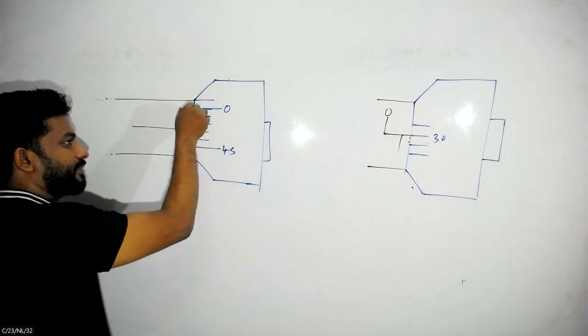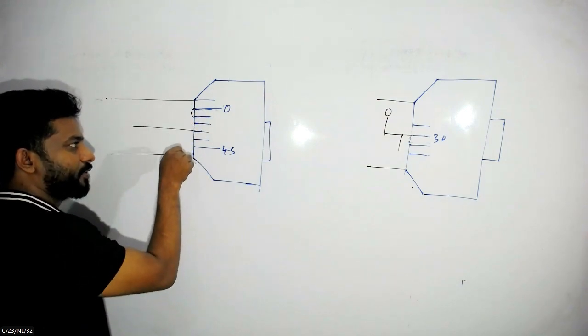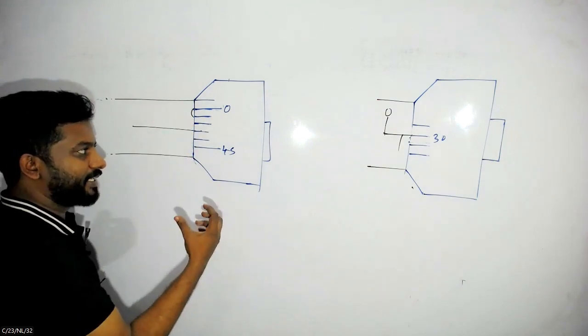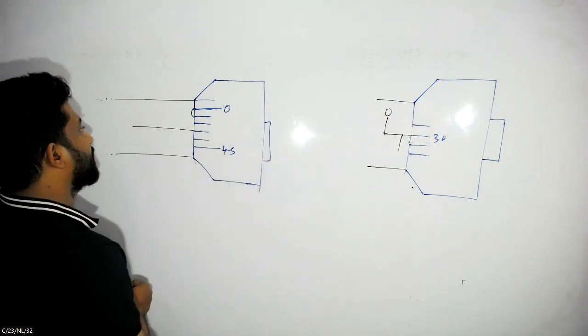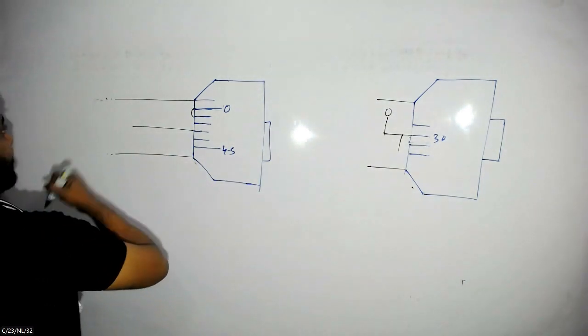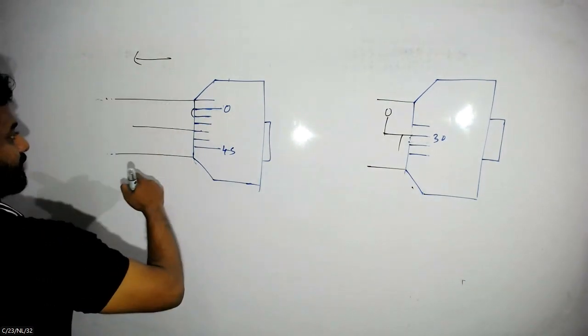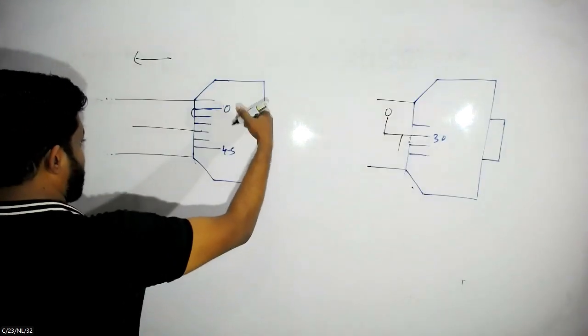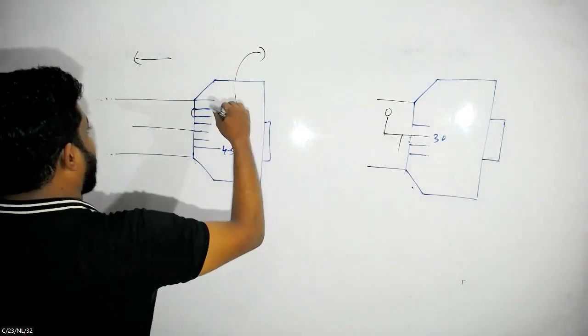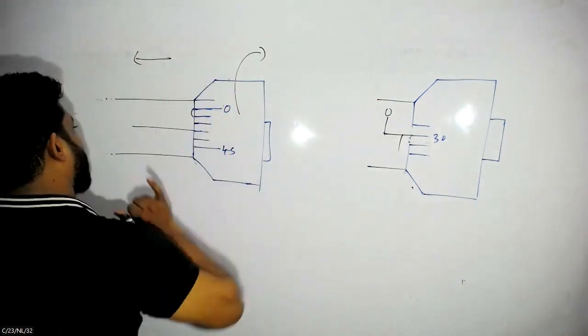Less than half of the zero mark is visible, and the main scale zero division has disappeared. That is, this thimble moves towards the left side, right? To move the thimble towards the left side, with respect to this diagram, you need to rotate this thimble in the clockwise direction.